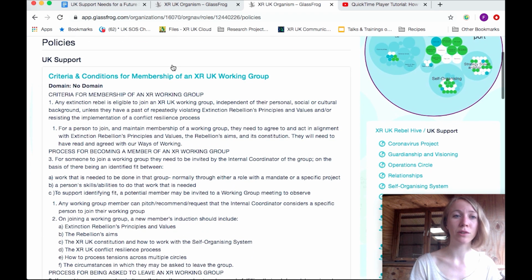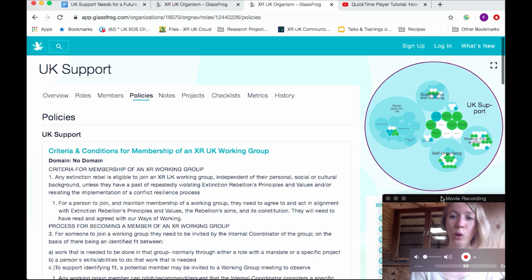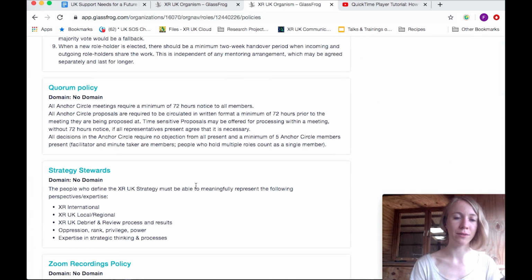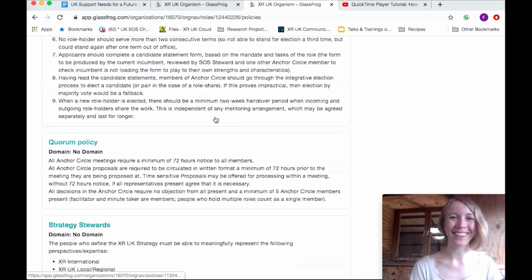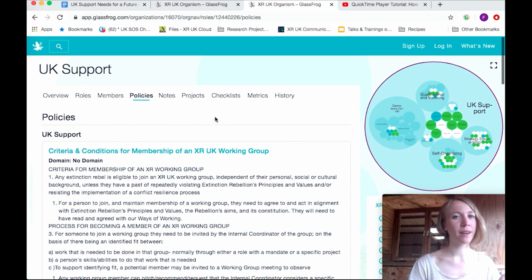So, for example, the criteria and conditions for membership of an XR UK working group are here. They're really important for anyone to know who is within UK support. And then you have stuff like quorum policy, Zoom recordings policy, exciting stuff like this. We don't really have to worry that much about the stuff here on the right. There's lots on GlassFrog that we don't actually actively use. What I just showed you is pretty much everything you need to know about GlassFrog.